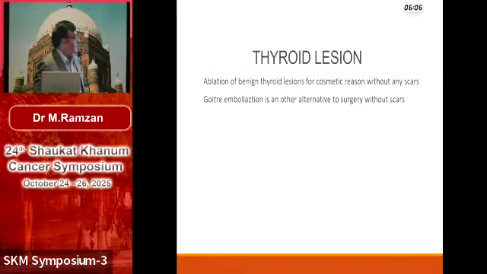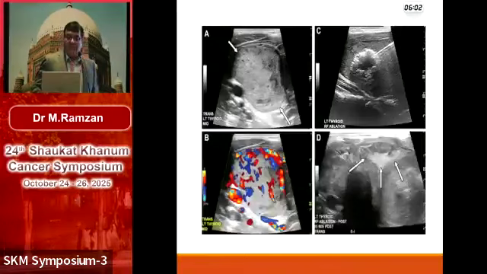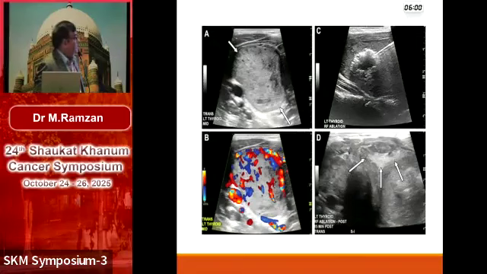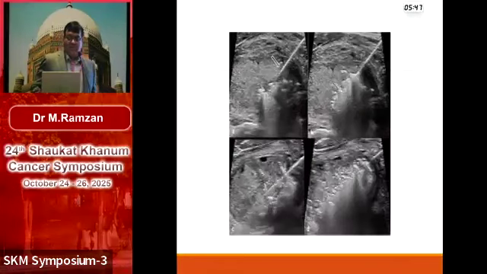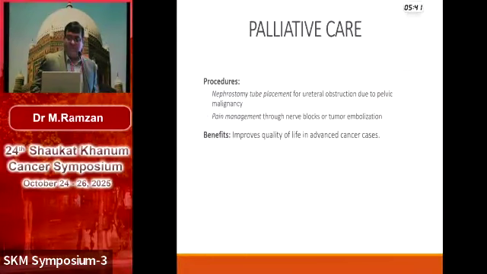So we can offer, for benign lesions, microwave ablation, and this is how it appears, this is the thyroid nodule. This is how the microwave is done, and this is at the end the result of microwave. So everything is gone, so no scar, nothing. So it's something which we use for cosmetics. This is another example of microwave ablation of a thyroid lesion.